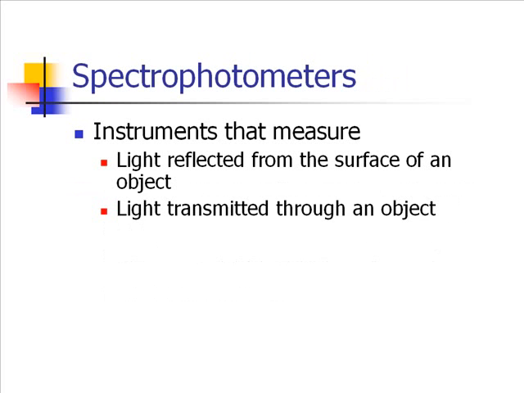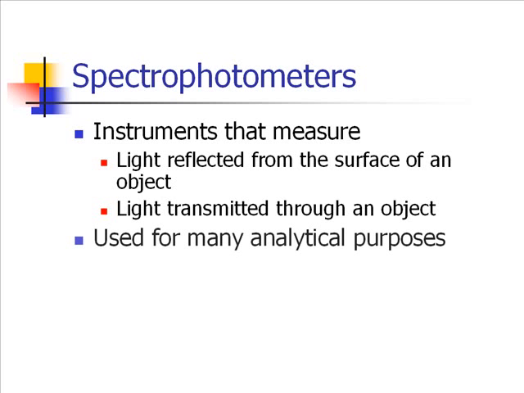You have to only measure reflected light. Used for many analytical purposes, not only color matching. We can use it for identifying certain colorants, certain materials in a mixture, that sort of thing, that uses other wavelengths besides just the visual. Generally we're interested in the visible spectrum from about 380 to 780 nanometers, say 400 to 700 roughly.